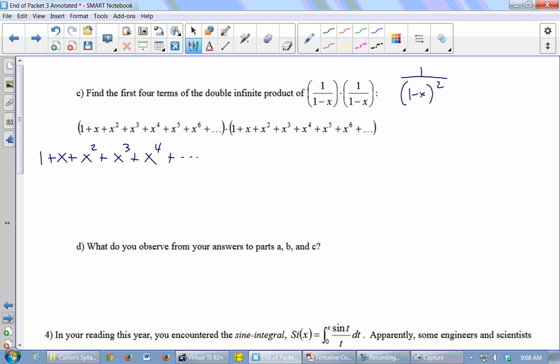And let's say that's enough, right? Then when I distribute my x, I get plus x squared plus x cubed plus x to the 4th, x to the 5th. And then when I distribute my x squared, I'm going to get x squared plus x cubed plus x to the 4th plus x to the 5th plus x to the 6th plus.